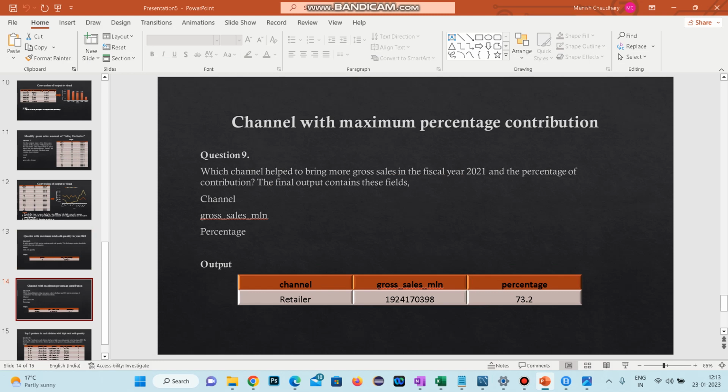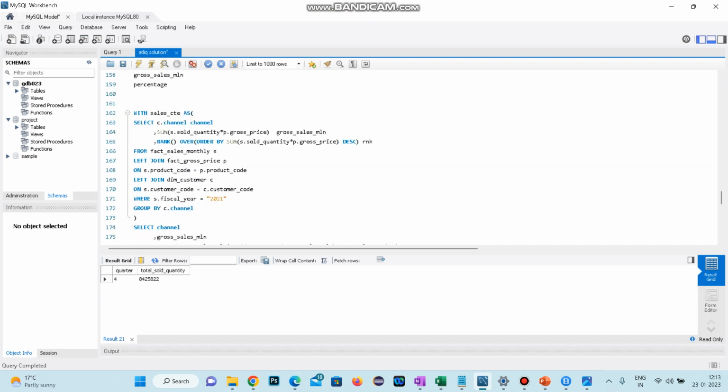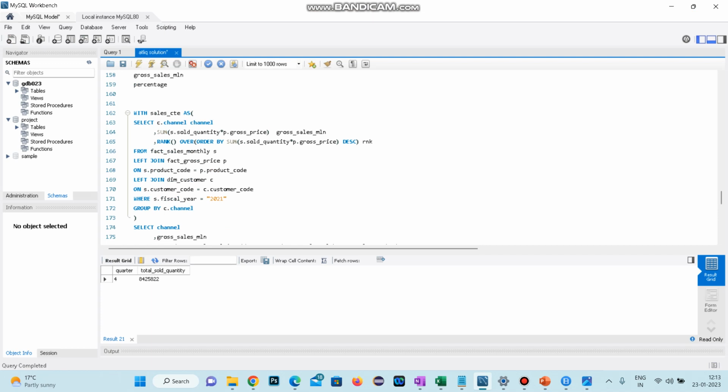Channel with the maximum percentage contribution. That means we want the channel through which Atliq Hardware is selling the maximum quantity, having maximum sales. For this we have written the query as follows: first we are using the channel to select the gross sales and then ranking them, using rank here so that we can get the channel that has the highest sales.